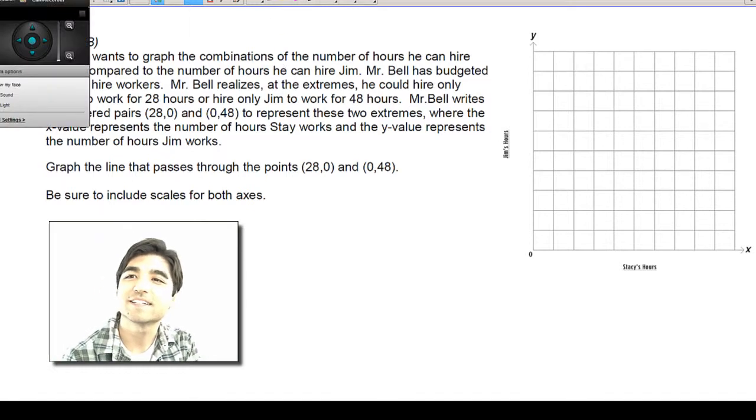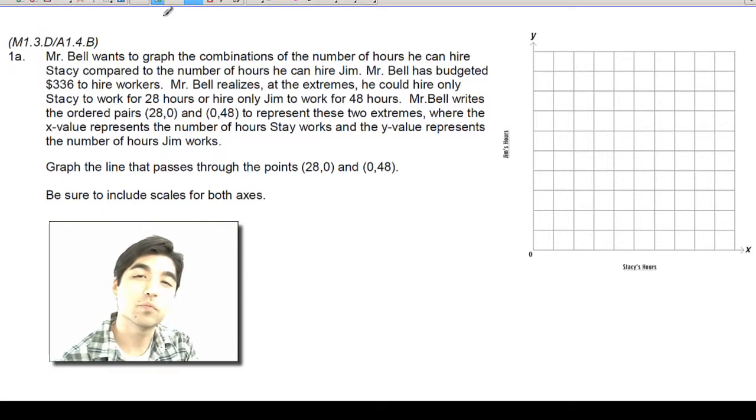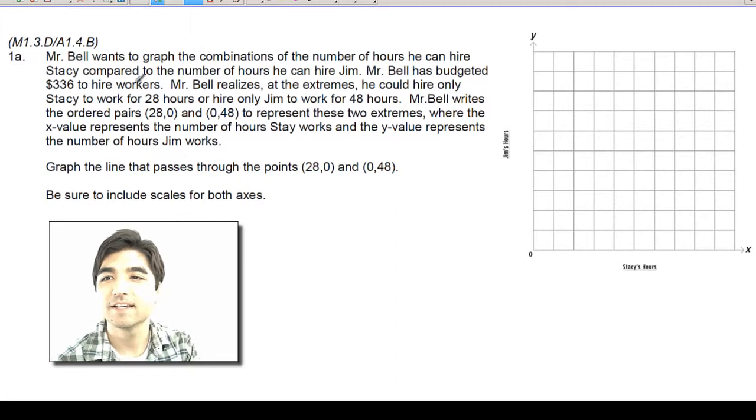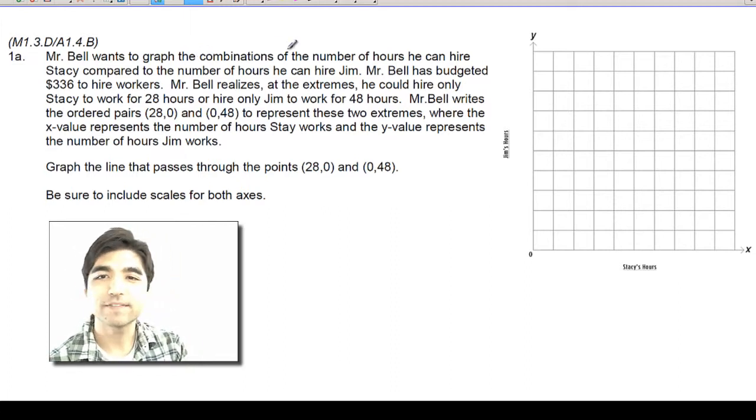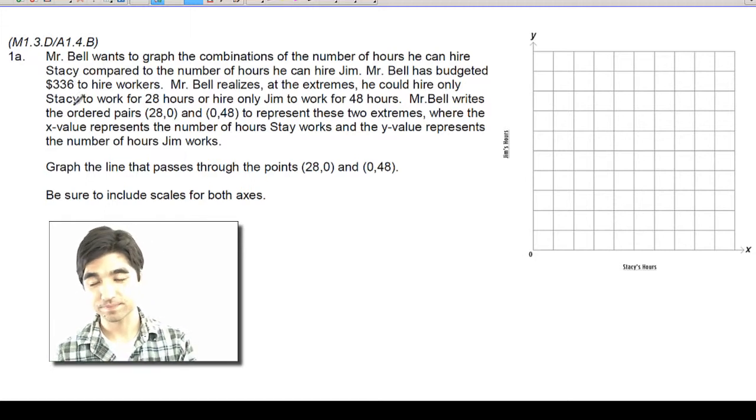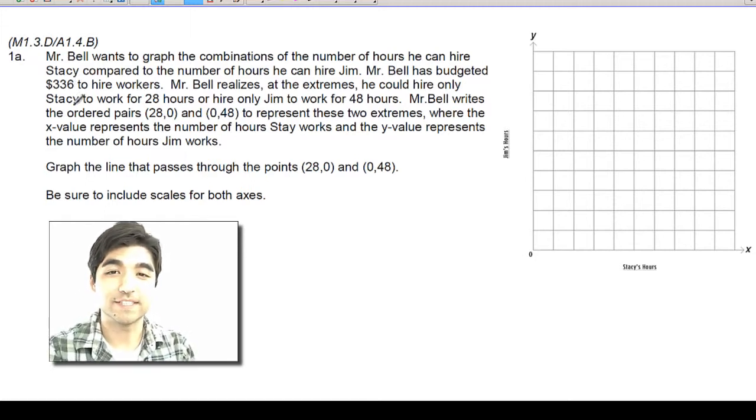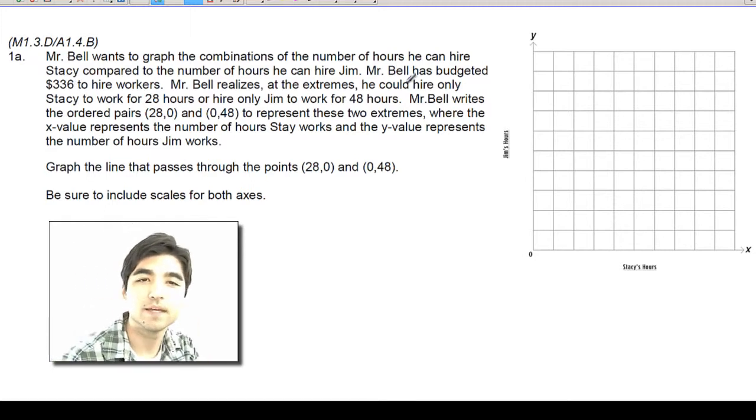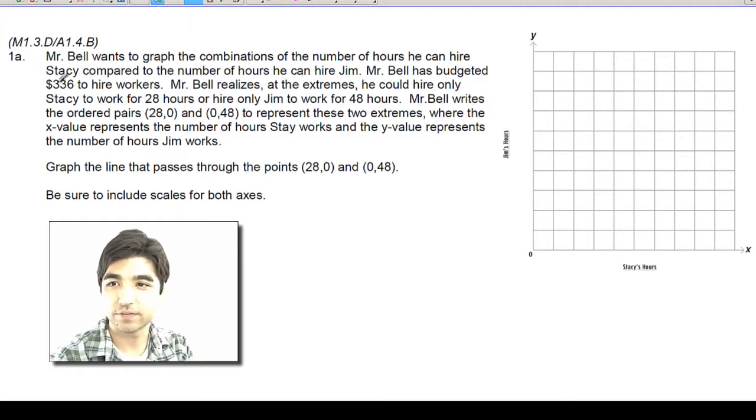Okay, so this is problem 1A of the practice task. It says Mr. Bell wants to graph the combinations of the number of hours he can hire Stacy compared to the number of hours he can hire Jim. Mr. Bell has budgeted $336. Let's highlight that. Seems important.